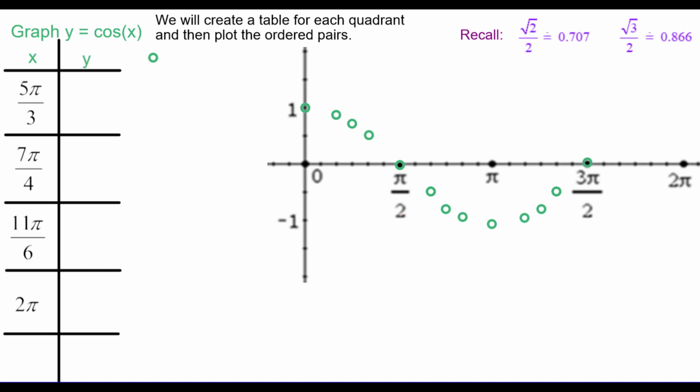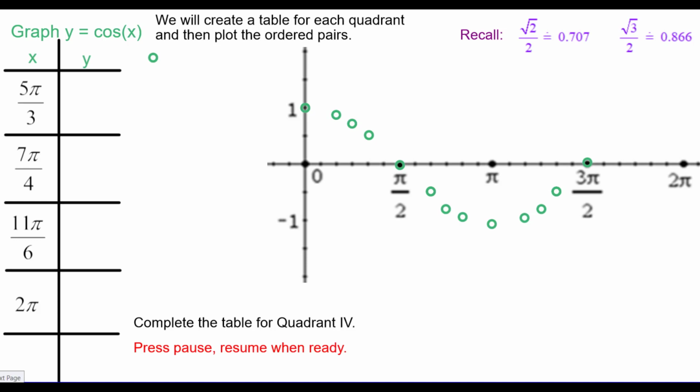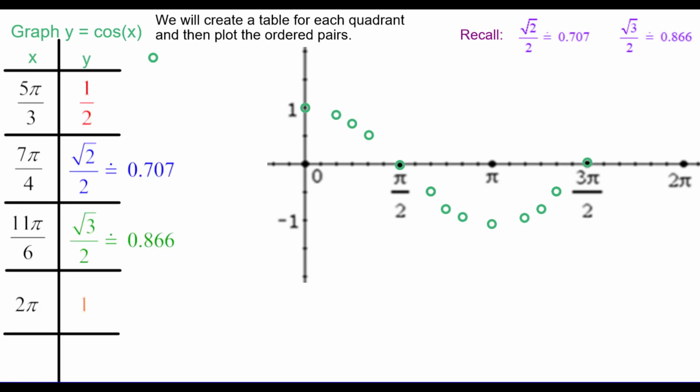Fourth quadrant. Copy and complete the table for quadrant 4. Press pause, resume when you're ready. These are the values, all positive in the fourth quadrant for the cosine. Plot the points, press pause, resume when you're ready.